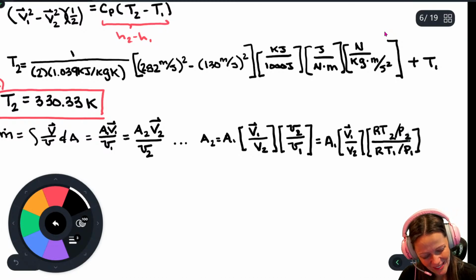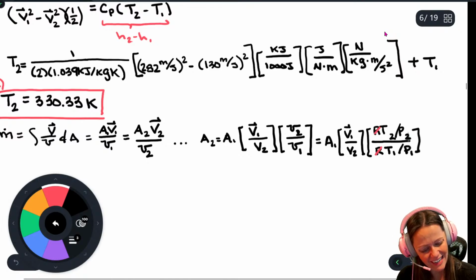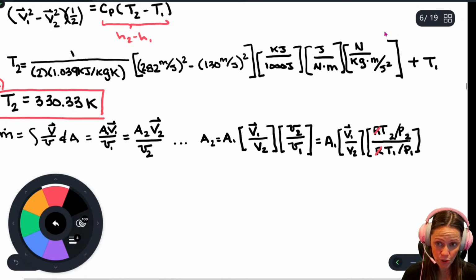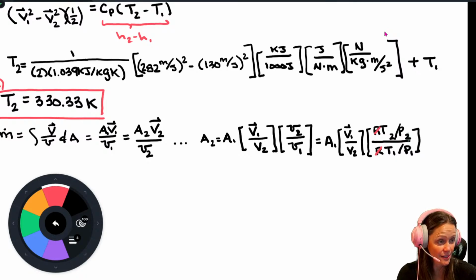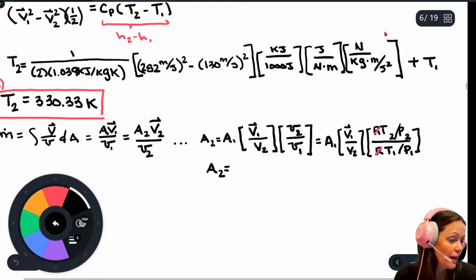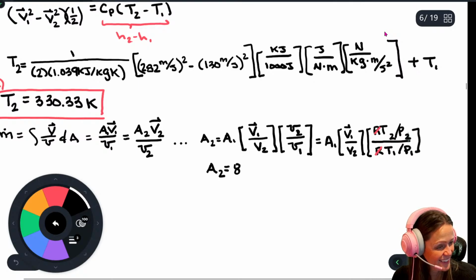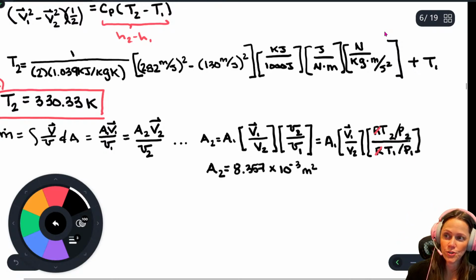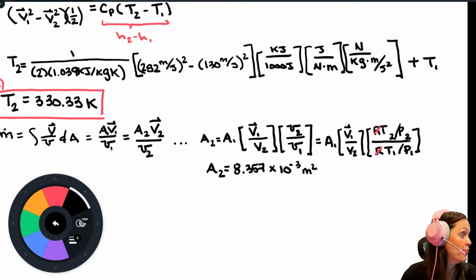All right, so let's go ahead and cancel this guy out. I know the temperatures, I know the pressures, I know the velocities. I think I'm good, because I solved for T2 on the last one. If I just plug things in, I get an area of 8.357 times 10 to the negative 3 meters squared.